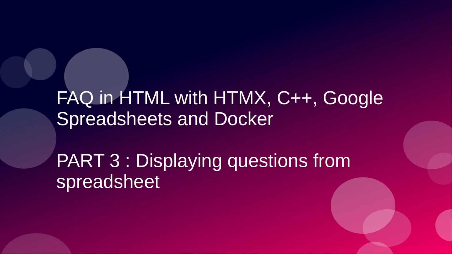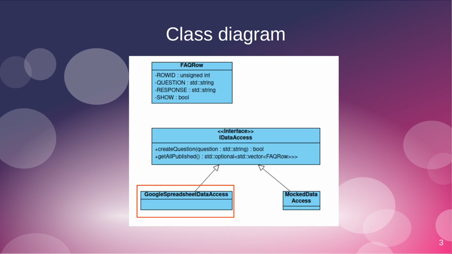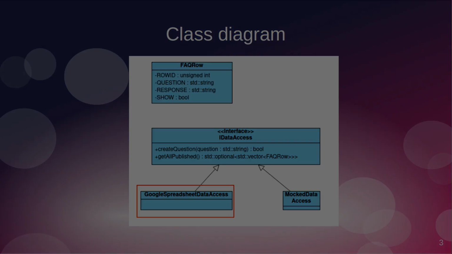So in the last episode we started building a simple UI and a mock data access layer for our backend. And today we're going to replace that fake data access layer with a real Google Spreadsheet as a data source. So let's dive into this episode. If you take back the class diagram, we're going to implement the Google Spreadsheet data access.